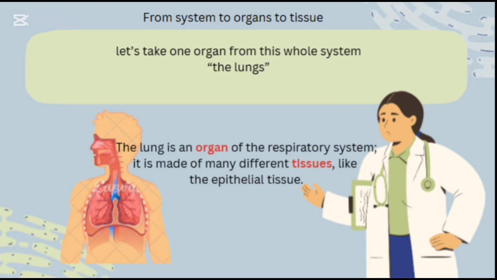The sentence number 2 in my text will be, the lung is an organ of the respiratory system. So I say the name of the organ presented in the document. Then I say the definition. It is made of many different tissues. And finally, I give the example like the epithelial tissue.